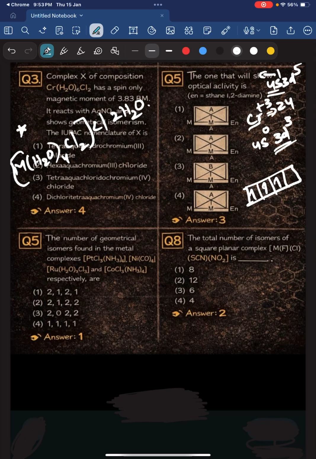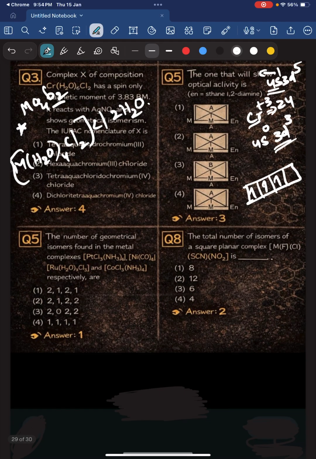Because the form which shows geometrical isomerism is Ma4B2. This will show geometrical isomerism. So we already discussed how it will be. If the BB ligands are opposite, it means trans; side by side means cis. So that's how we can conclude. And it also reacts with AgNO3 and makes 1 mole of AgCl. So accordingly the answer for this is tetraaqua dichlorido platinum(III) chloride.